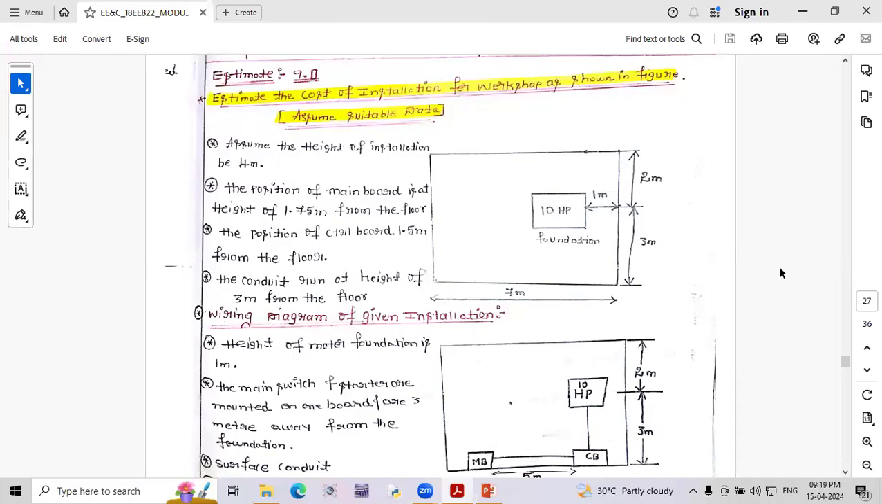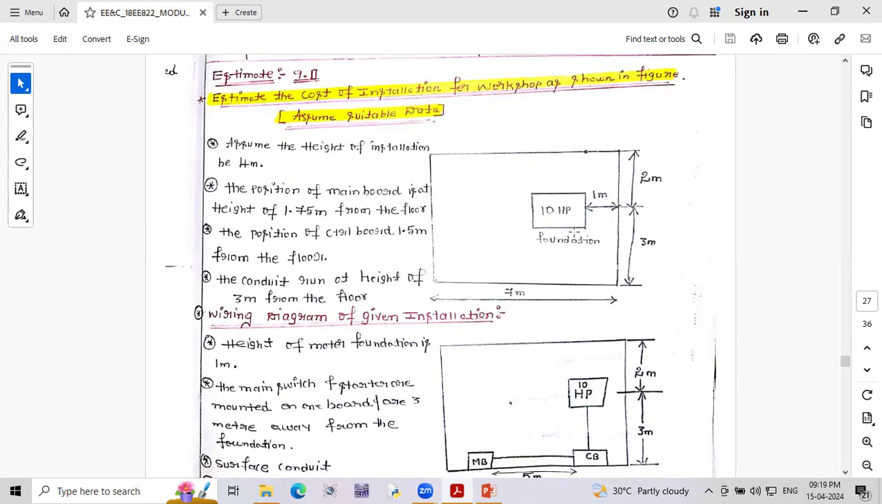Now let's concentrate on the first problem in power circuit estimation. The problem is to estimate the cost of installation for the workshop as shown in the figure. Assume suitable data. In this figure, the length of the building is 7 meters and the width is 3 plus 2, a total of 5 meters. 7 meters length, 5 meters width.